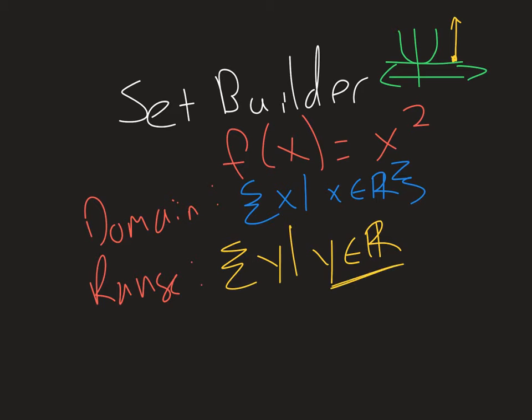You'll see this little phrase. But I can't have the negatives. So I'm going to say y is greater than or equal to 0. Now what this sounds like in words: the range can be represented by y as long as y is a real number and y is positive or 0.